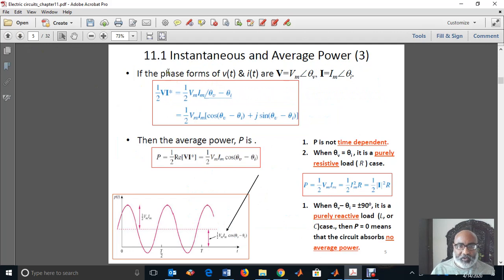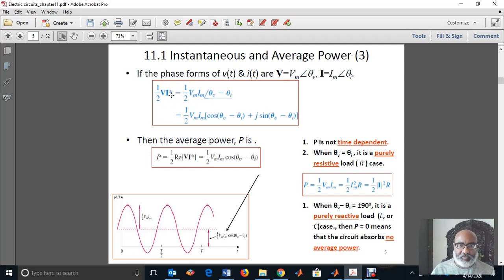Now we can also calculate the average power using phasor representation. We can represent, for example, the voltage V of t is equal to Vm at an angle of theta v. The current I is equal to Im at an angle of theta I. This is called phasor representation, as you know. Then the complex power will become 1 over 2 V times I conjugate.